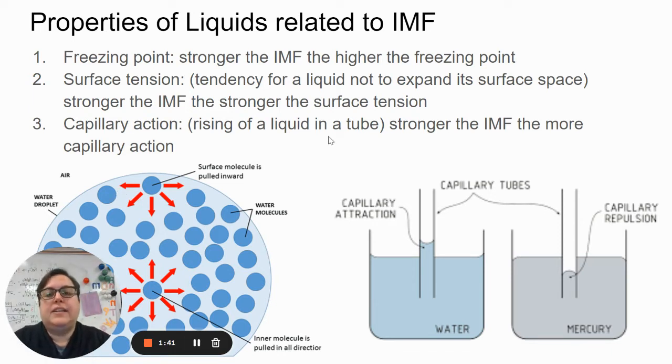Capillary action is the rising of a liquid in a tube. The stronger the intermolecular force, the better at capillary action. So water can go up the tube easily where mercury can't because water has a stronger intermolecular force. So that's how plants can draw the water up from the roots.